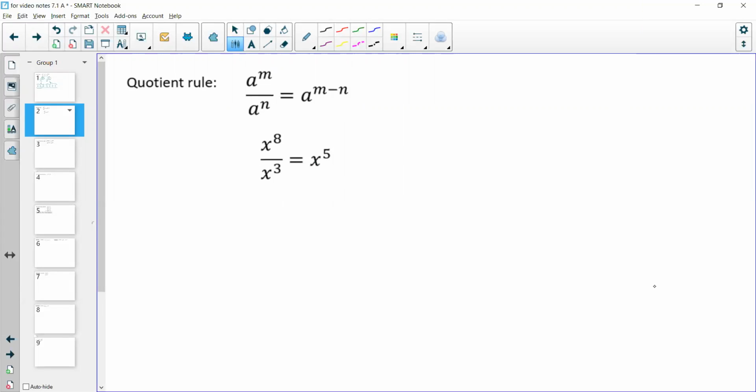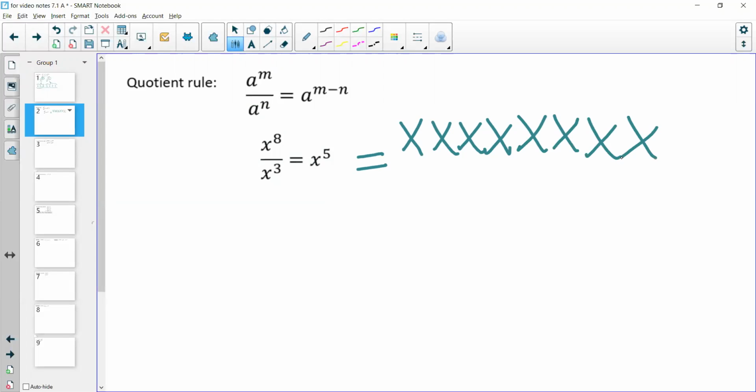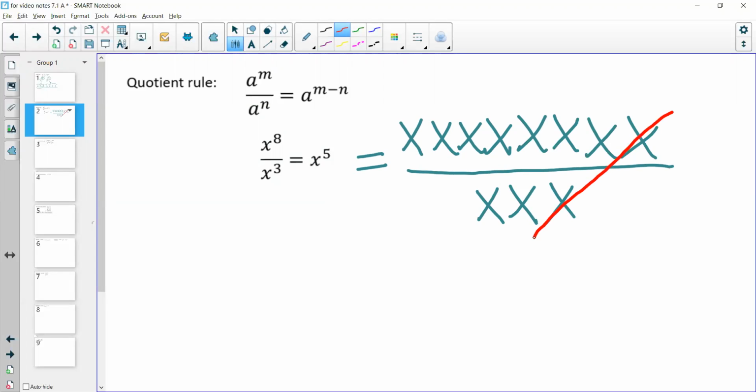And again, we can look at why this is the case. Let's just do this one, x to the eighth. I can rewrite x to the eighth as x times x times x times x, and just do this 8 times. Is that 8? Yeah. Divided by x cubed. And then I'm just going to start crossing out the ones that equal 1. So I can cross those out, cross those out, cross those out, and I'm left with 5 x's in the numerator, or x to the fifth.